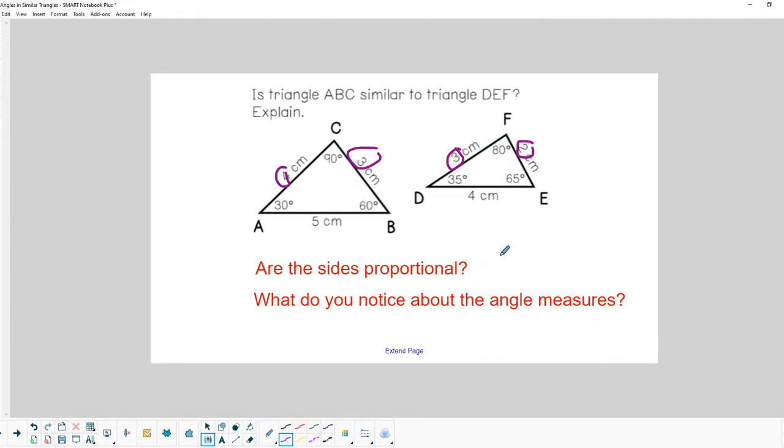So these are not proportional. So in that case, we don't have to do much more. But what do we notice about the angles? That the angles are not equal either. Look at that, 30, 35, 60, 65. So these are not equal. So if they're not similar triangles, the angles may not be the same, right? So that's an interesting development there.